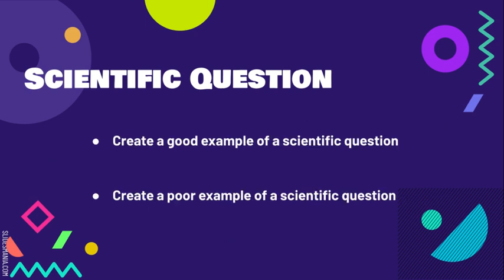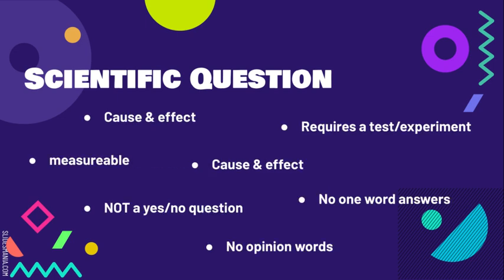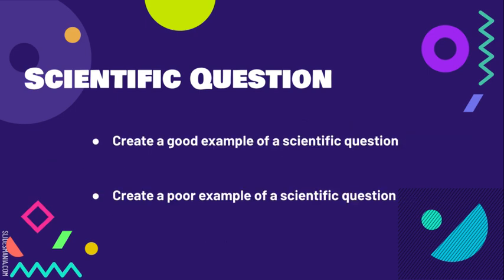Now, take a pause for a moment, and on your notes page, I need you to create an example of a good scientific question, and then create an example of a poor scientific question. I want to see if you can actually use all of these ideas, cause and effect, test, measurable, no one-word answers, no opinion words, not a yes or no. I want to see if you can demonstrate that you know what a good scientific question looks like and that you can identify or create a bad scientific question. So pause here, make sure you understand about scientific questions.